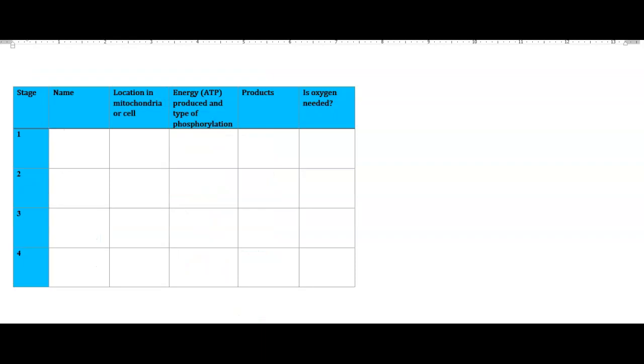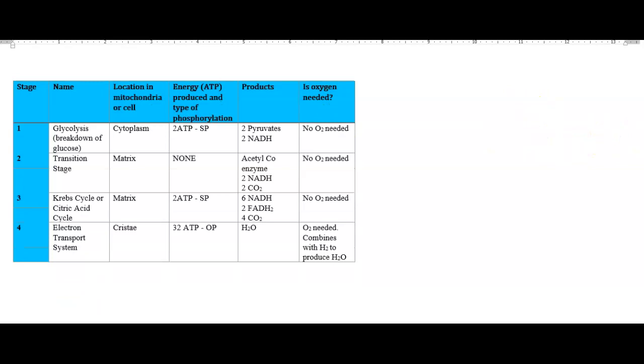Here's a nice chart that you might want to fill out. Make yourself charts like that to study. Here are the answers. Just leave it up for a little bit for you to look at.